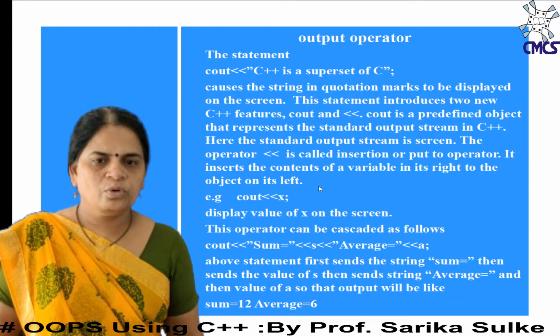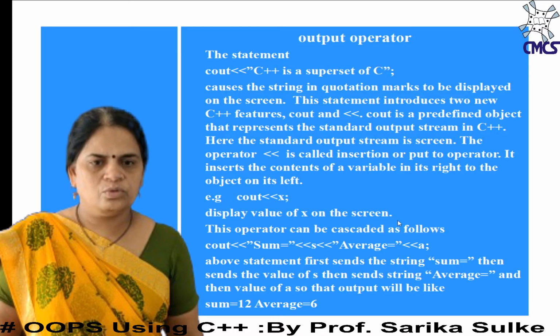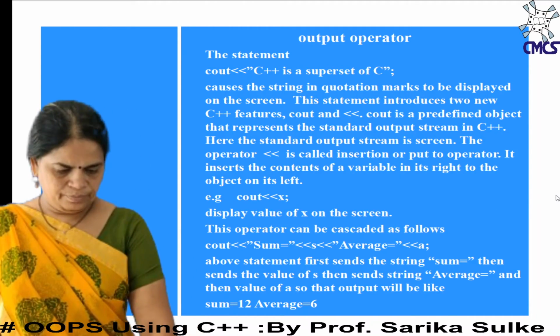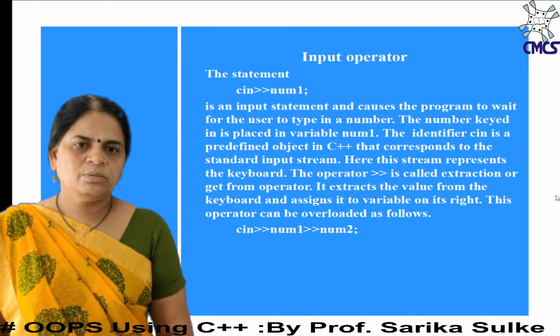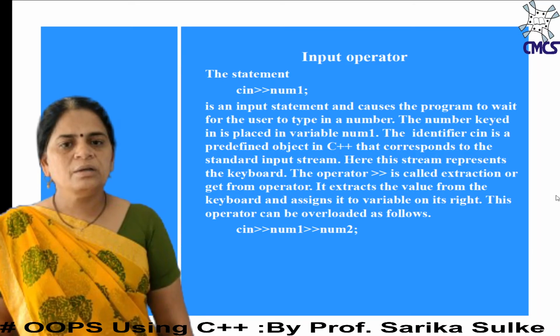And the output of this statement, cout sum is equals to, so output of this statement can be as follows. Sum is equals to 12 and average equals to 6. So this is about the output operator. Then next is, that is the input operator.